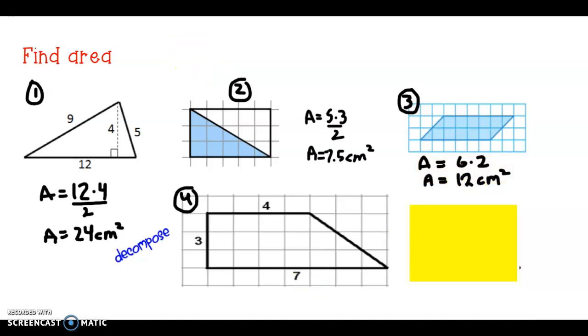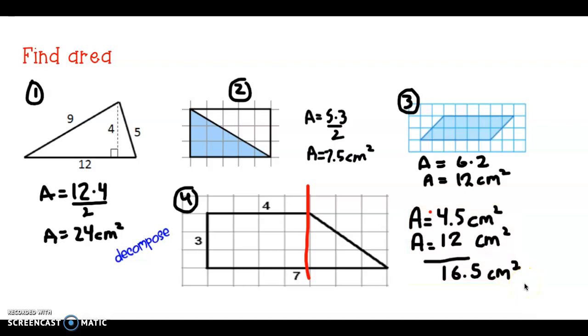And on this one, this is actually a trapezoid. It has one set of parallel sides. The way to do it here is just by decomposing, which means cutting it into parts. So now we have a triangle and we have a rectangle. So if you take a look at that, then you can see the area would be 16.5 centimeters squared.